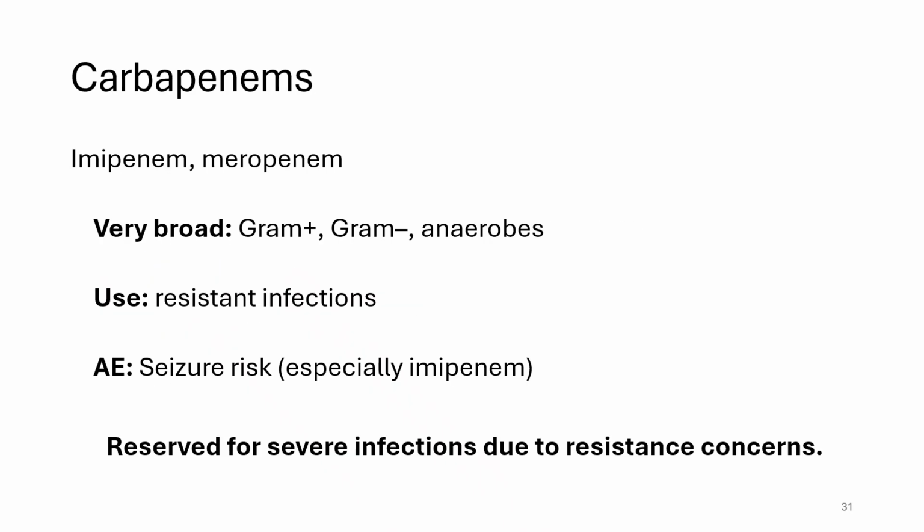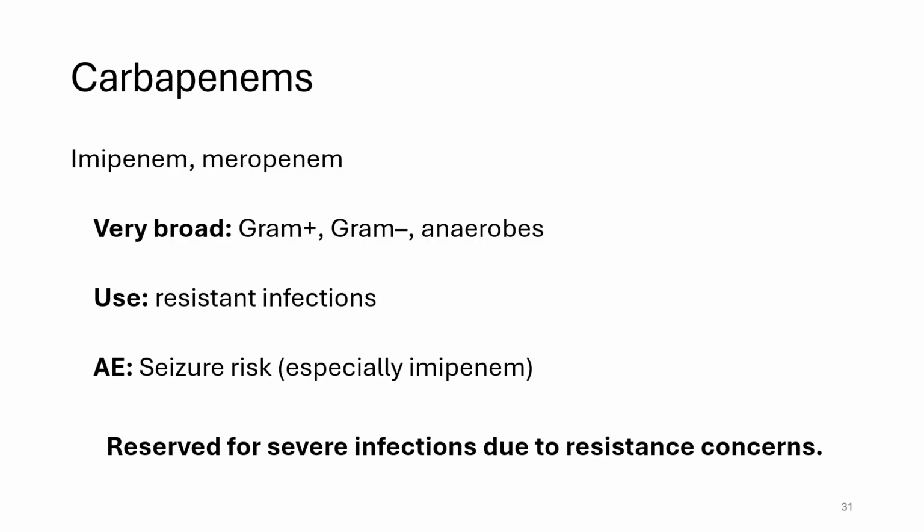Carbapenems, specifically imipenem and meropenem, these are very broad spectrum antibiotics, meaning they cover gram-positive organisms, gram-negative organisms, and anaerobes. So when you hear carbapenems, you think this is a very powerful big gun that we're using. Because they have extremely broad coverage, their primary use is for resistant infections, situations where other antibiotics are not working or resistance is a major concern.